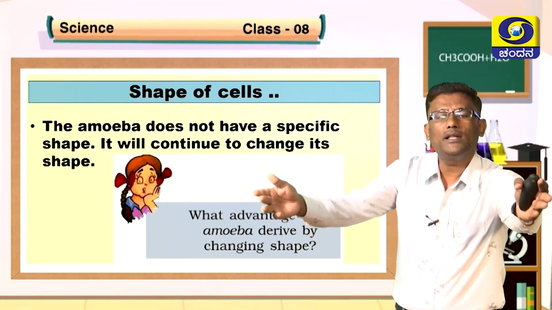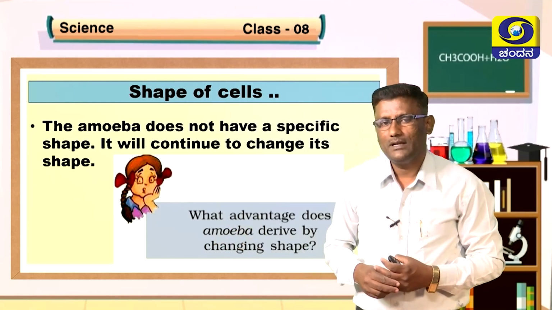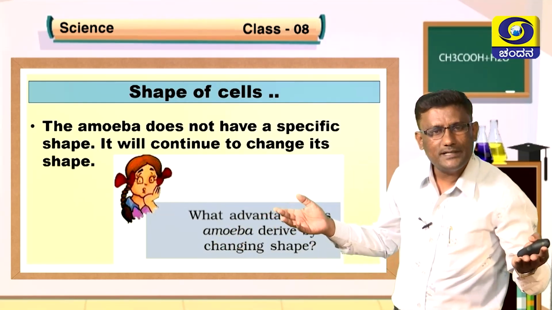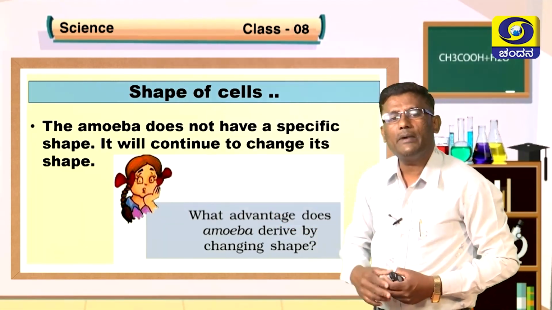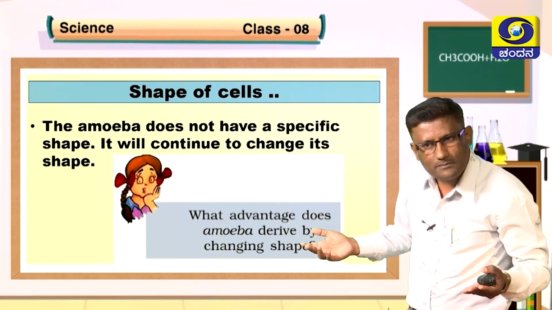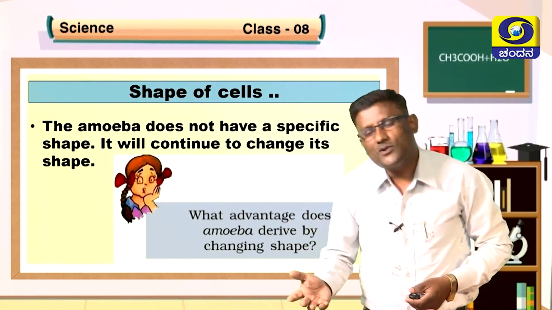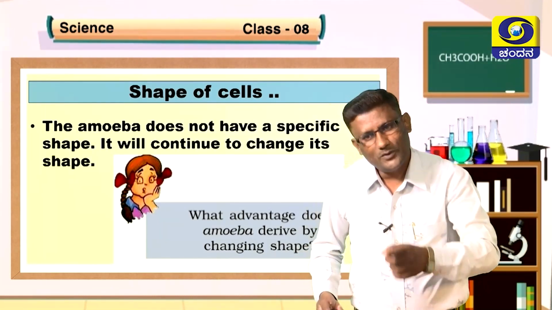You know that amoeba does not have a specific shape and it continues to change its shape always. Obviously there will be a question in your mind now: what advantage does amoeba derive by changing the shape of its body? What is the use to amoeba of keeping on changing its body shape? Do you know the answer?